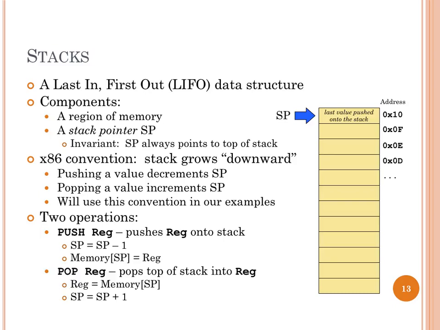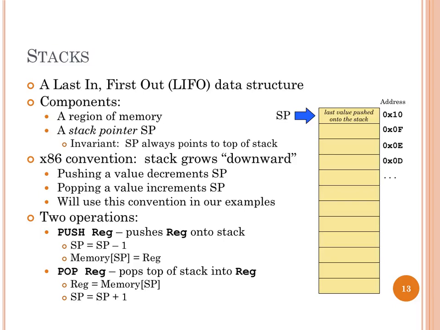Okay? Pop works exactly the opposite. We specify a register, and the top of the stack is popped into that register. So whatever SP points to, we pull that out of the stack and store it into the register, and then we increment the stack pointer because now the top of the stack has gone up.